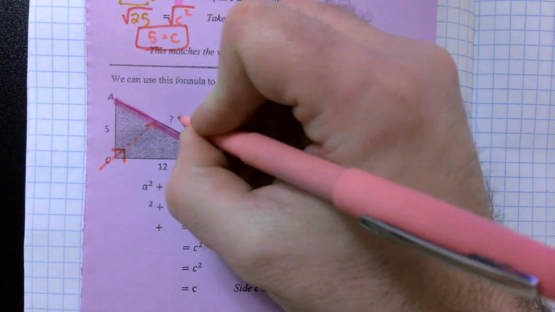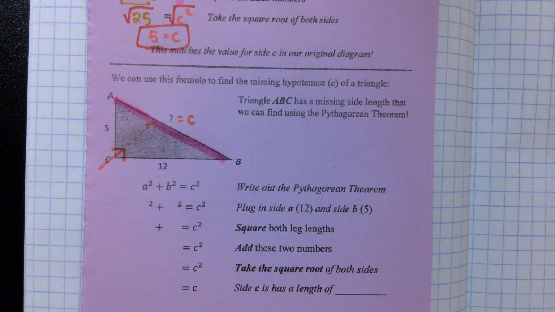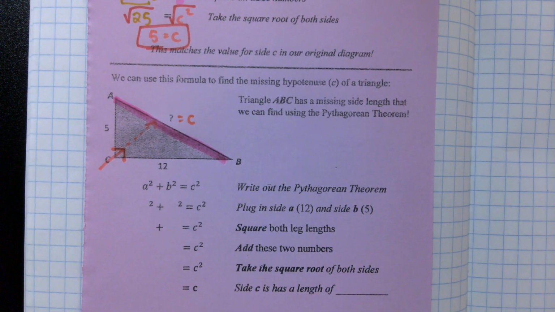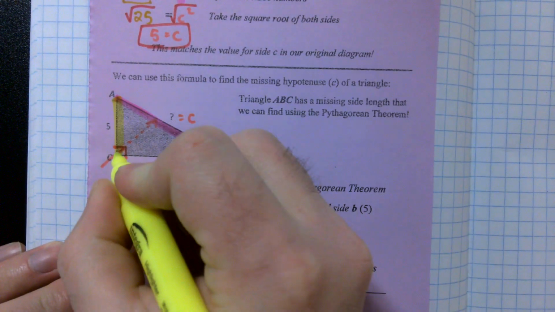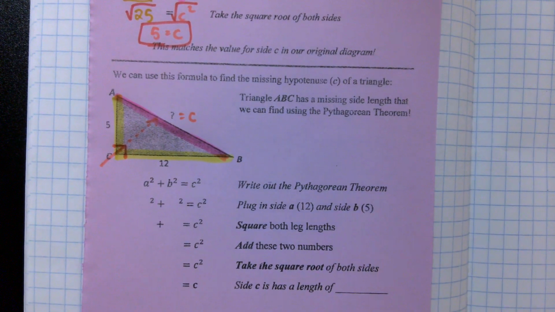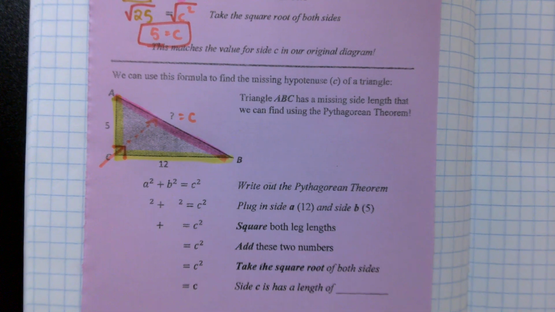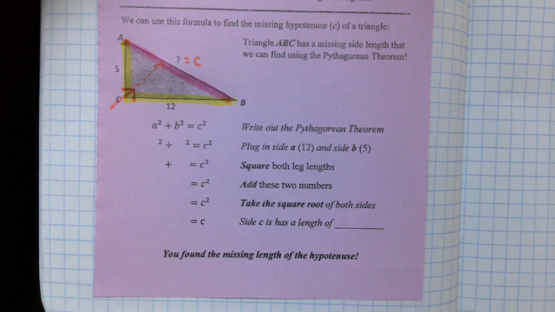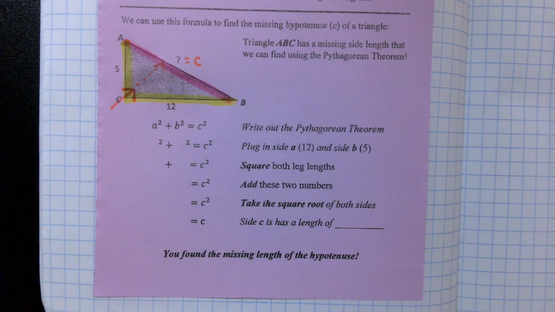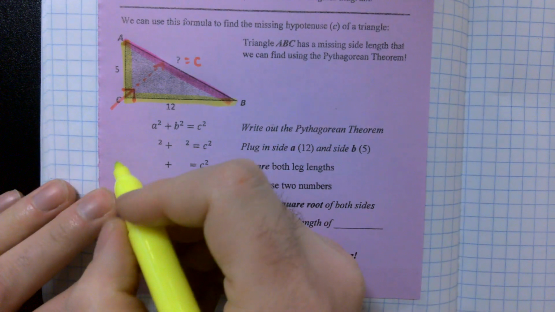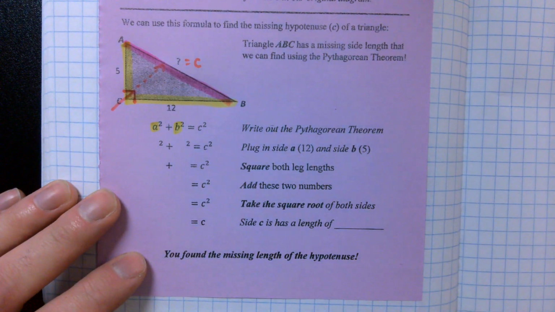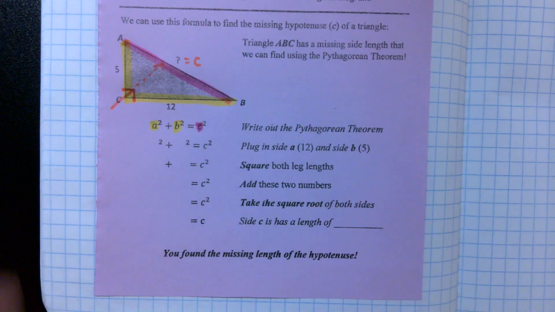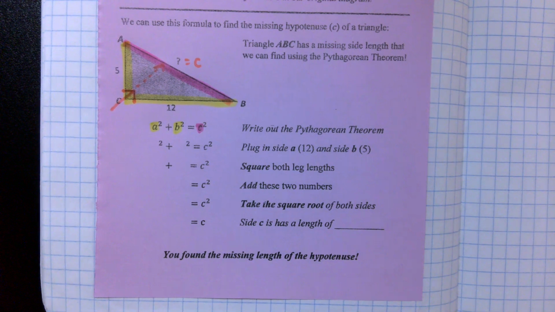So I'm going to call this side here C. Since I don't know what it is, I'm going to give it a letter. Those must be my legs down there. So I'm going to use the formula a squared plus b squared equals c squared, where a and b are my legs and c is my hypotenuse.